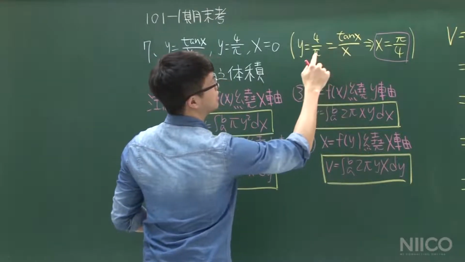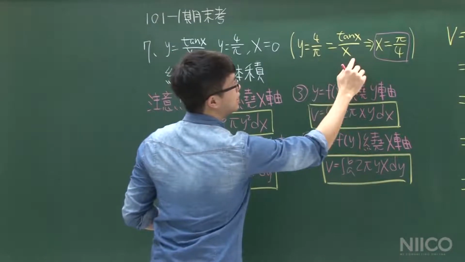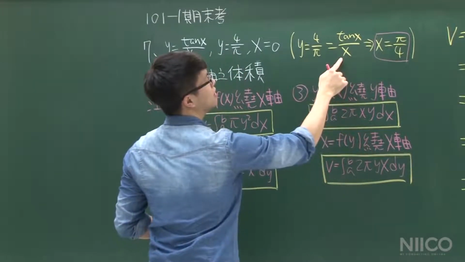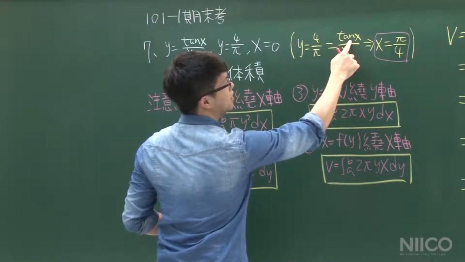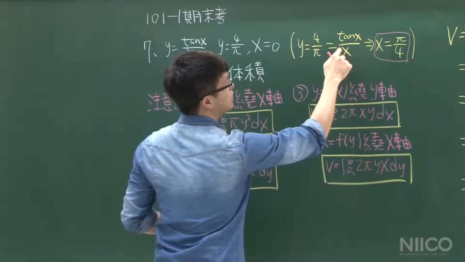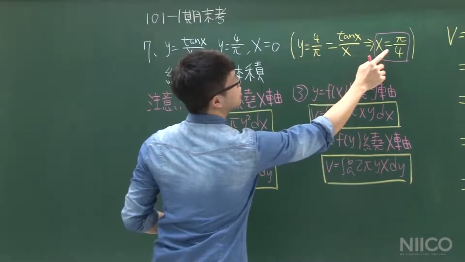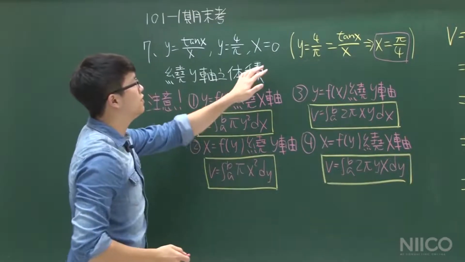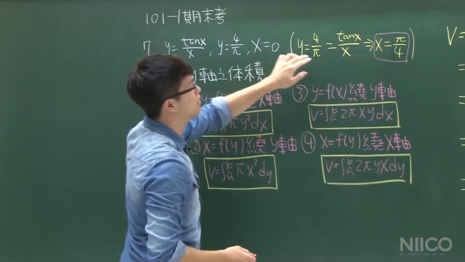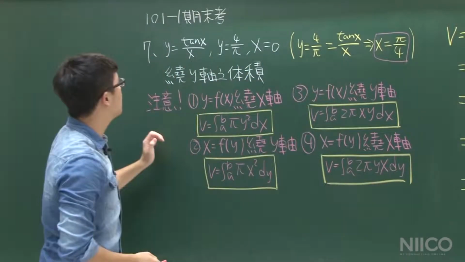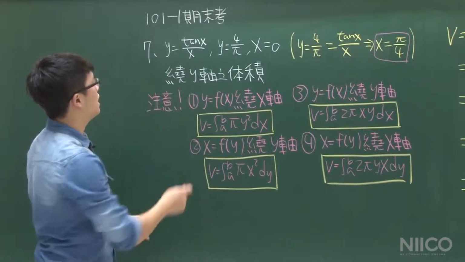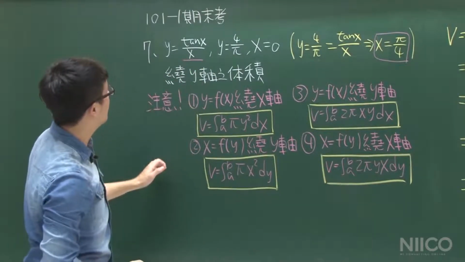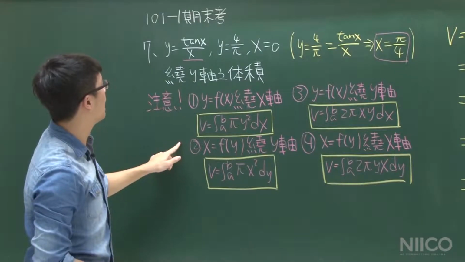So we see that y is equivalent to 4 over pi, and it is also equivalent to tangent x over x. On closer inspection, we can see that x is equivalent to pi over 4. So tangent x would be equivalent to 1, and 1 over pi over 4 would be just 4 over pi. Anyways, we see that x is from 0 to pi over 4, and now we're rotating it about the y-axis.